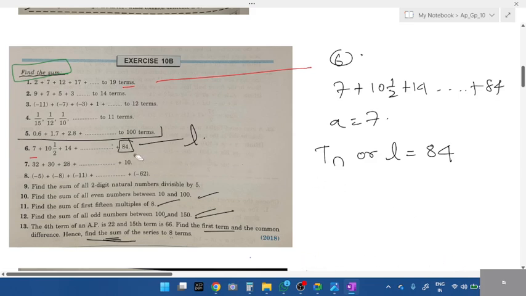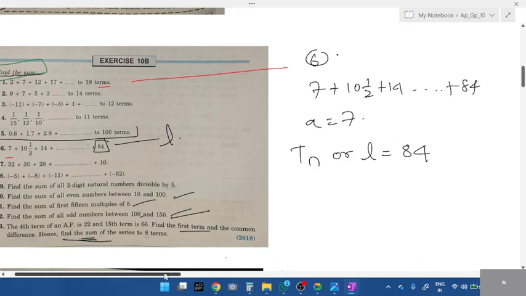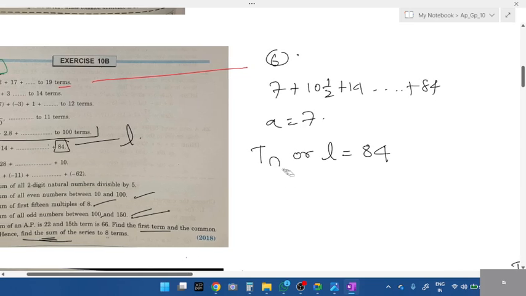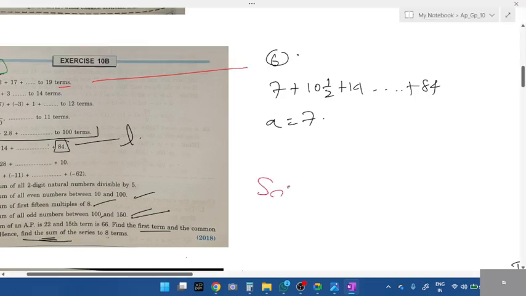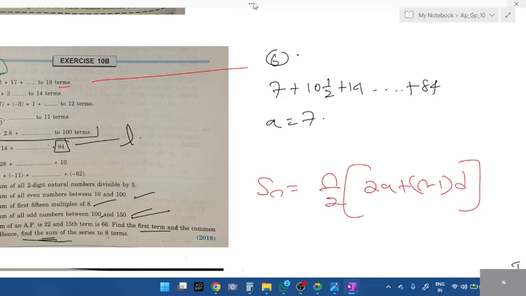Okay, let me solve this, students. 84 is the given last term. If you want to find the sum, S of N is equal to N divided by 2 into 2A plus N minus 1 into D. A is equal to 7. What is D, students? Tell me what is D. How do you calculate? 10 and a half minus 7.